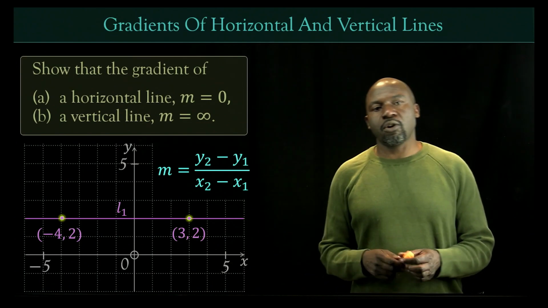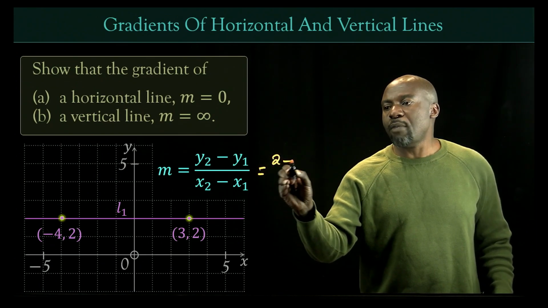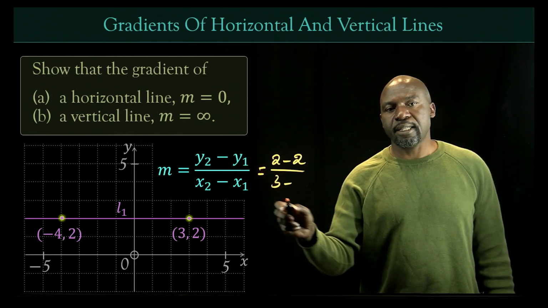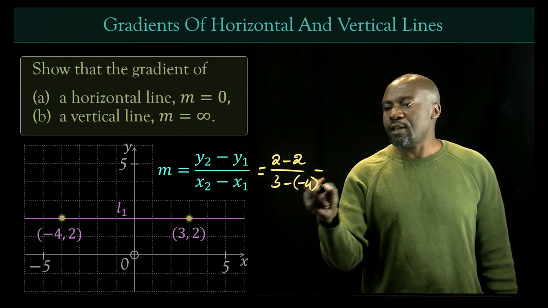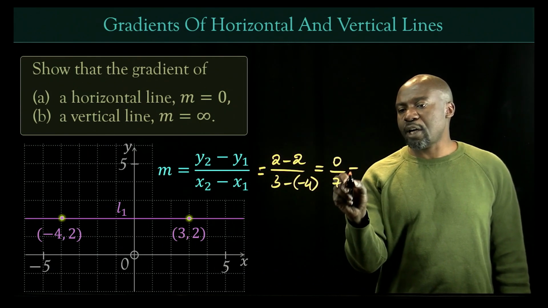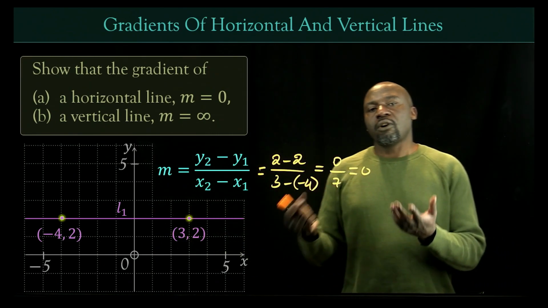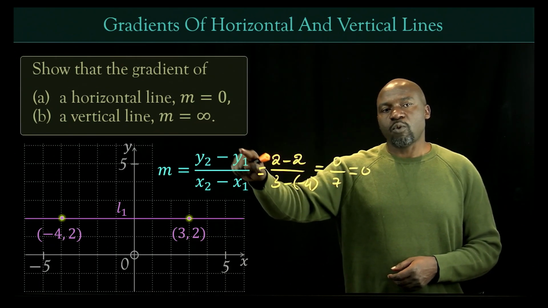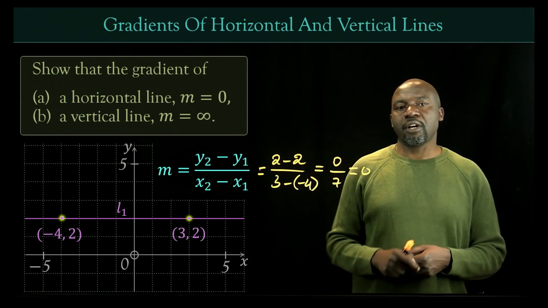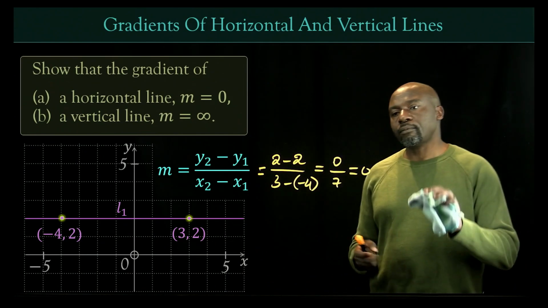So the numerator is always going to be 0. If I write this, it is 2 minus 2, over 3 minus, say, negative 4. And this is 0 over 7. 0 divided by any number is always 0. So provided a line is horizontal, the y-coordinates are always going to be the same, so when you subtract in the numerator, you're always going to get 0. And therefore the gradient of the line is always going to be 0 if that line is horizontal.